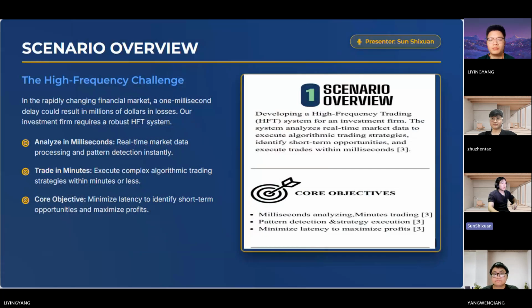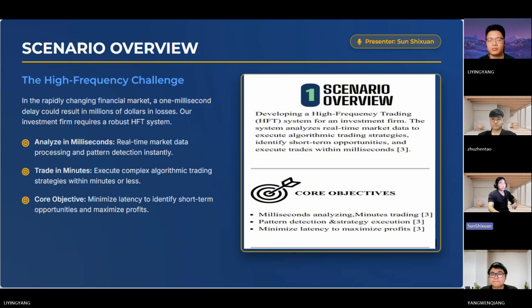We will be talking about building a high frequency stock trading system. We will look at how different ways of writing code, which we call programming paradigms, can be used for this system. Let us start by looking at the big picture.